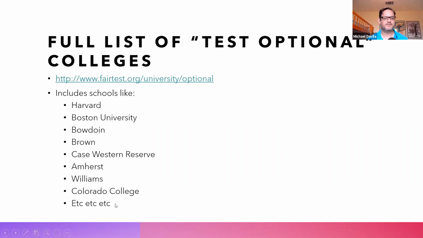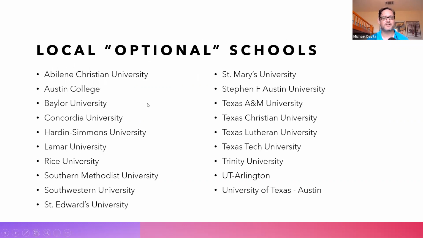But here are some of the schools that are very notable that are on the optional list, including Harvard and Bowdoin and Brown and Case Western, all these guys. Here are some optional colleges: Abilene Christian, Texas Tech, Trinity, Texas Christian, SMU, Rice, UT, A&M, basically all the major players.